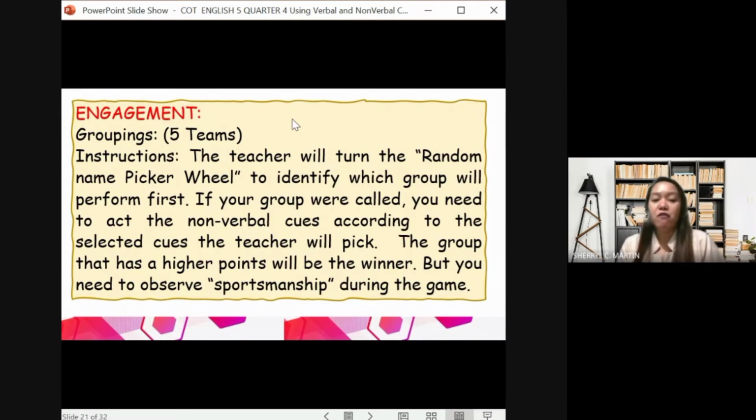Okay. So if your group is called, you need to add the nonverbal cues according to the selected cues the teacher will pick. Because teacher will pick randomly. The group that has higher points will be the winner. But you need to observe what? Sportsmanship during the game. Okay? So the first team will be Team GMA.